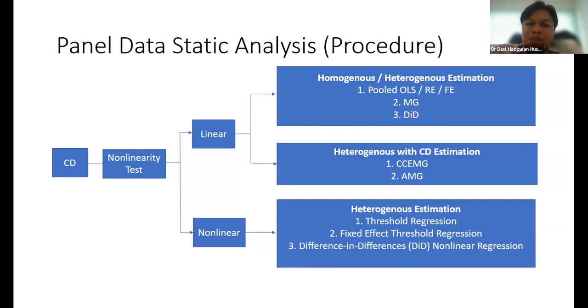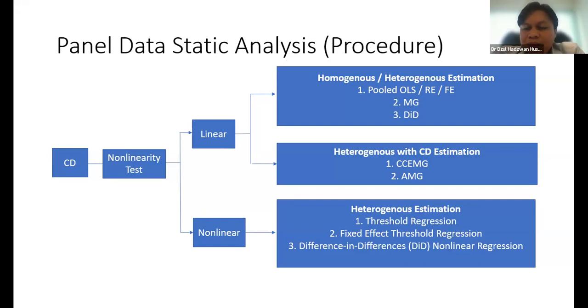First, we need to do a cross-section dependence test. Same as the nonlinearity test, if you want to use a panel data technique for your research, you need to start with the cross-section dependence test. From that, we can proceed with the nonlinearity test. If the nonlinearity test suggests you to use linear, you can use these types of technique.